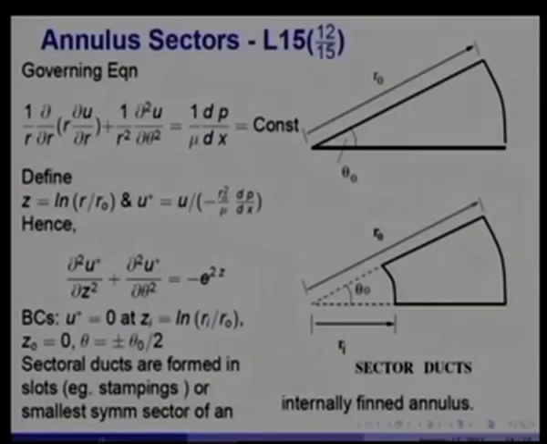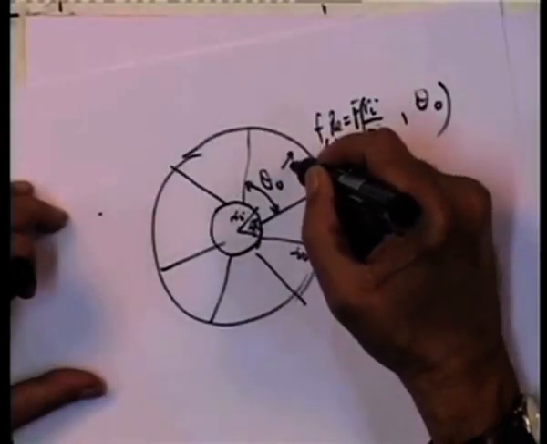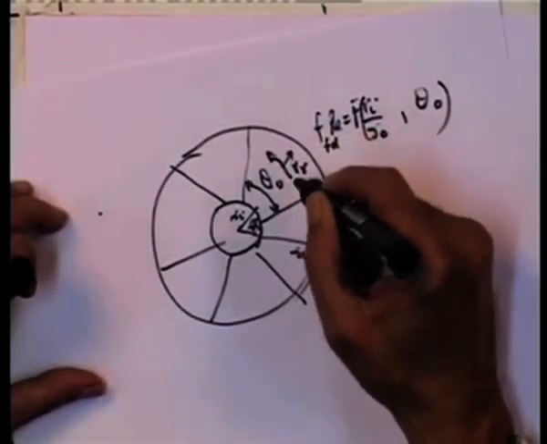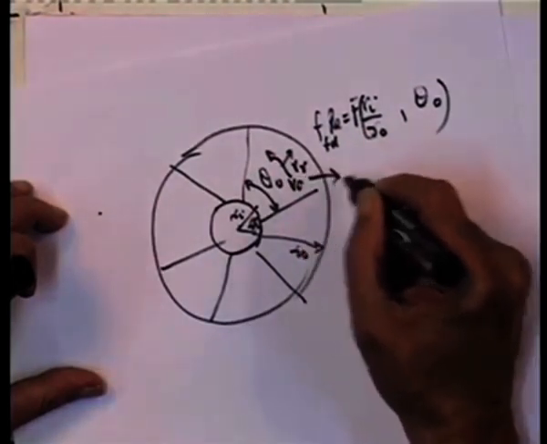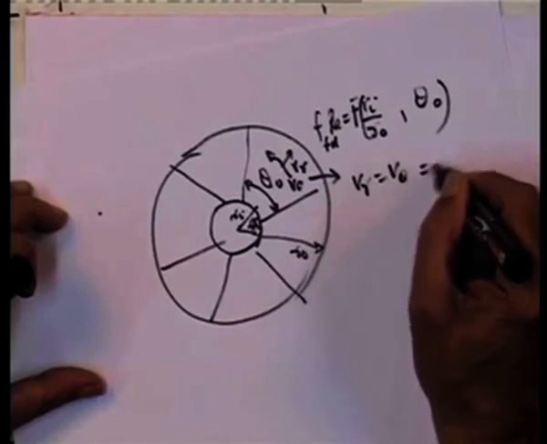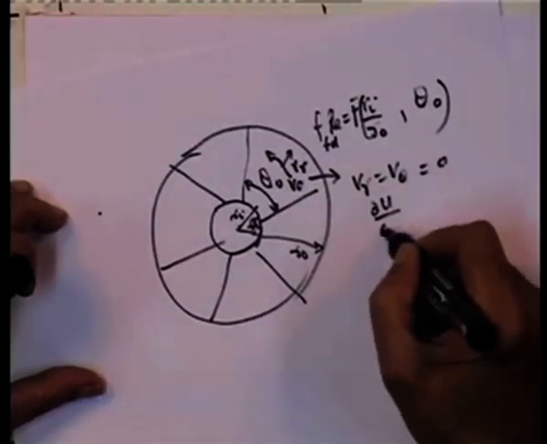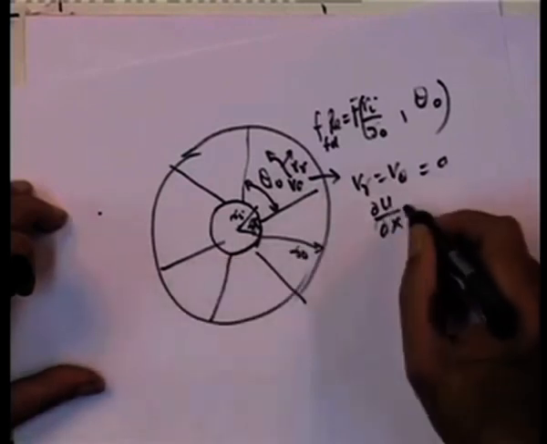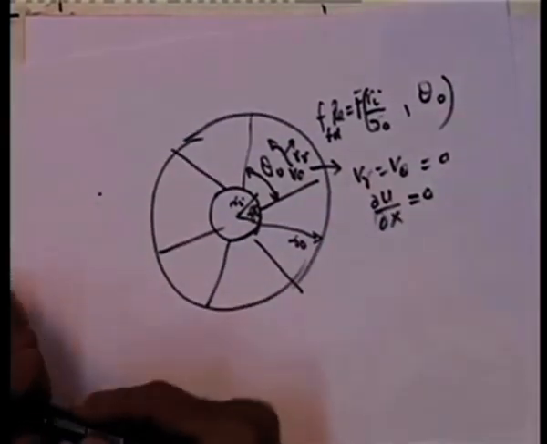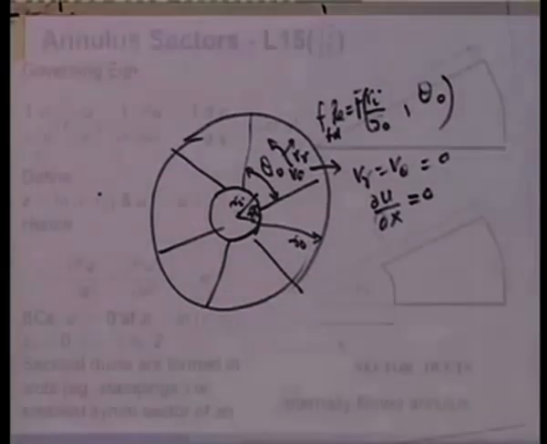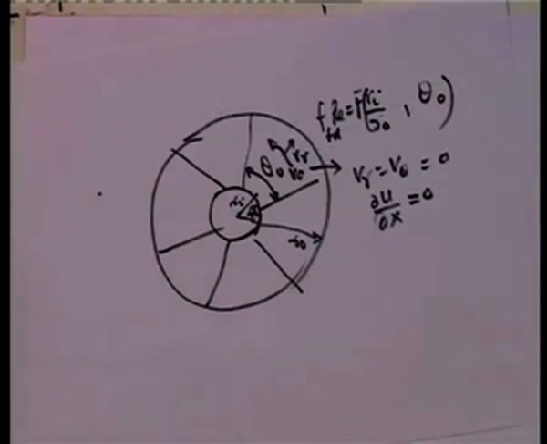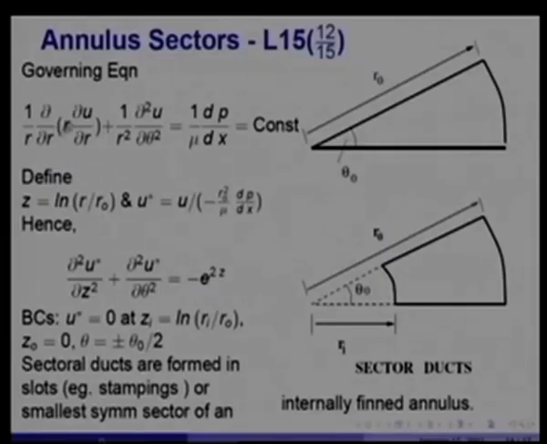In the fully developed state, the radial velocity V r as well as the tangential velocity V theta will be 0, and the du by dx in the axial direction will now be 0, which renders the momentum equation in the cylindrical polar coordinates to the form shown here: 1 over r d by dr (r du by dr) plus 1 over r square d2u by d theta square equal to 1 over mu dp dx equal to a constant.